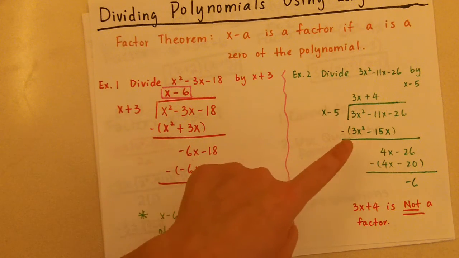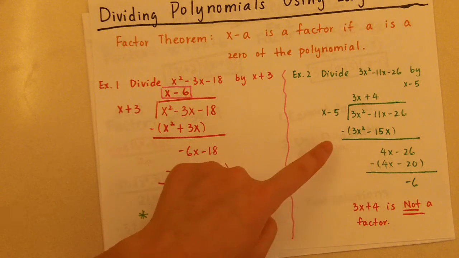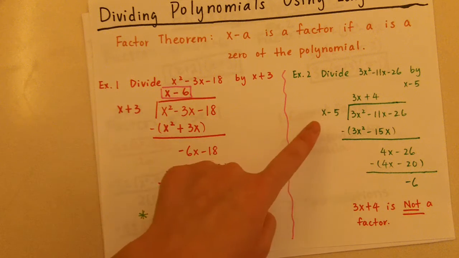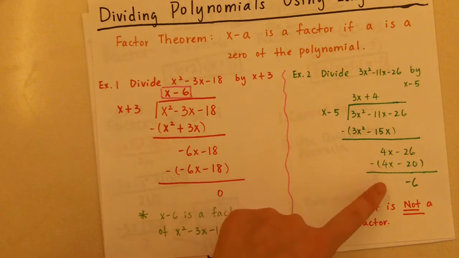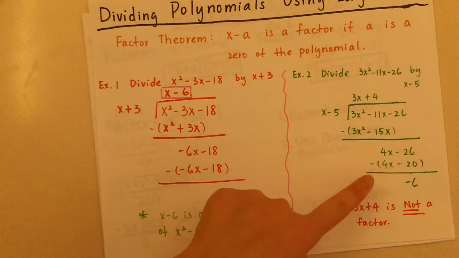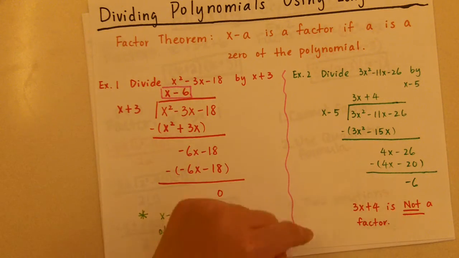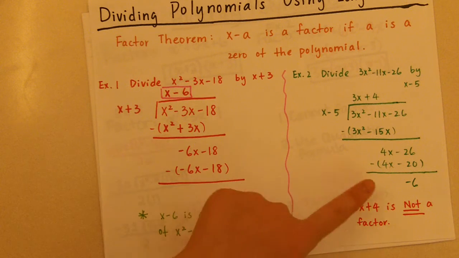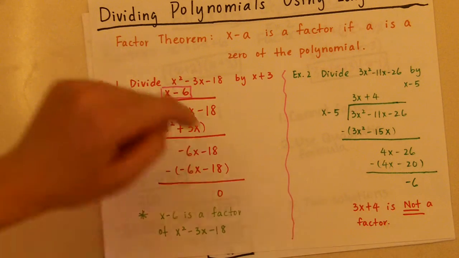Negative 5 times 3x is negative 15x. You subtract, and you are left with 4x. Bring down negative 26. And 4 times x is 4x. Negative 5 times 4 is negative 20. You subtract, and you are left with negative 6. As you can see, 3x plus 4 is not a factor because there's a remainder of negative 6.